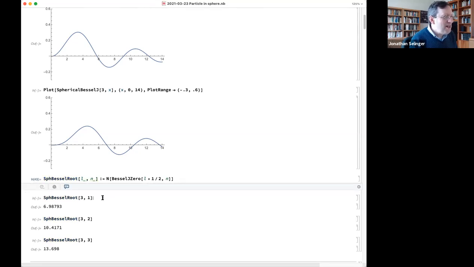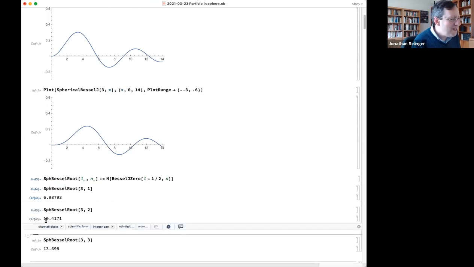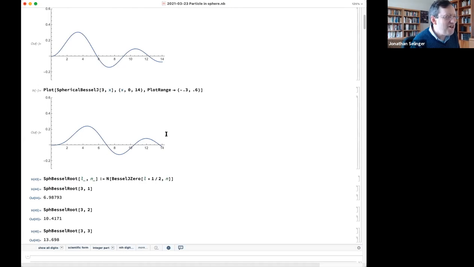The first place where Bessel function number 3 crosses zero is supposed to be 6.98. Look here, it's crossing zero at 6.98. The second place where it crosses zero is 10.41. Yep, that's it, 10.41. The third place is 13.698. Here, 13.698. So this command actually works.